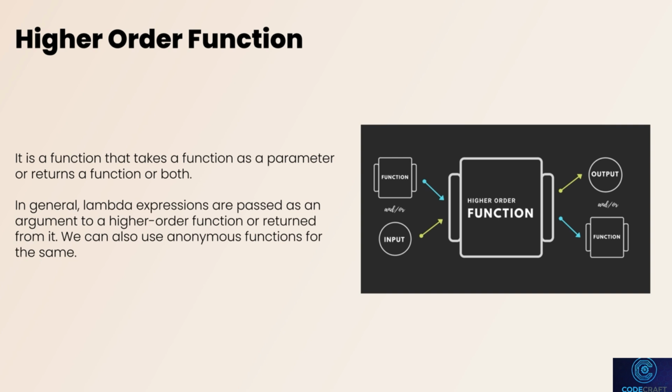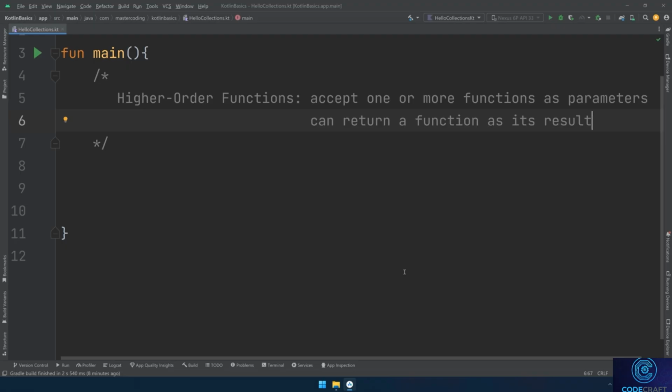A higher order function can take one or more functions as arguments. These functions are often referred to as function parameters or function arguments. A higher order function can also return a function as its result. This is sometimes called function composition. Higher order functions are valuable because they enable you to write more reusable and modular code. They allow you to abstract away common patterns and behavior, making your code more concise and easier to maintain.